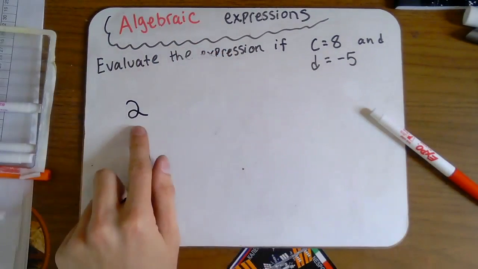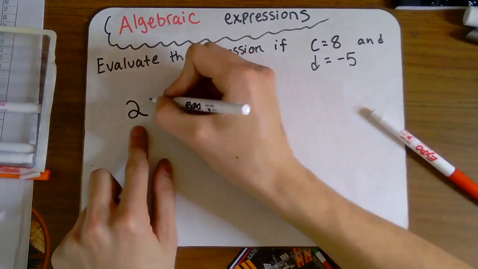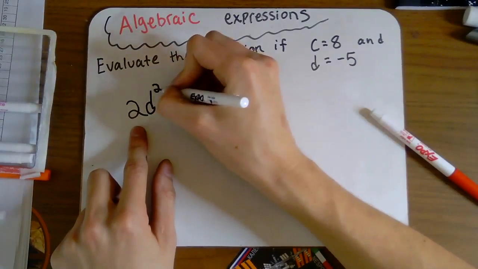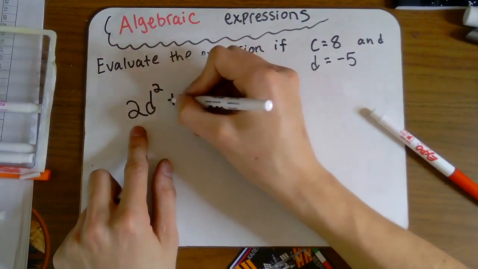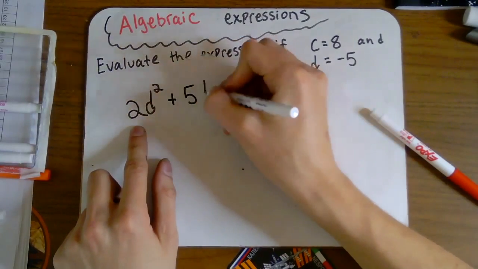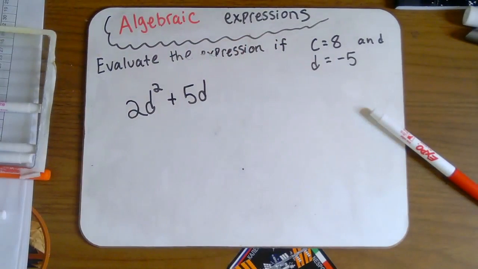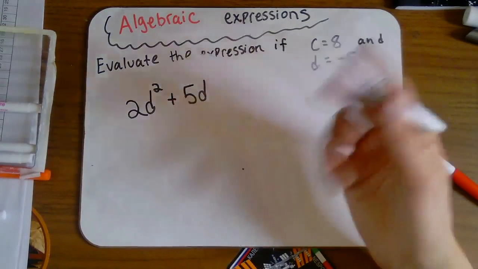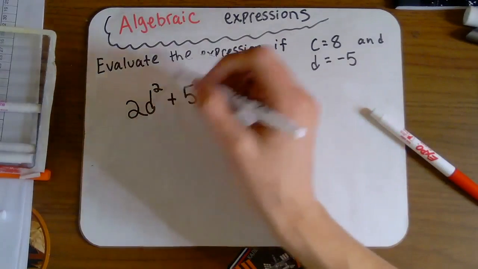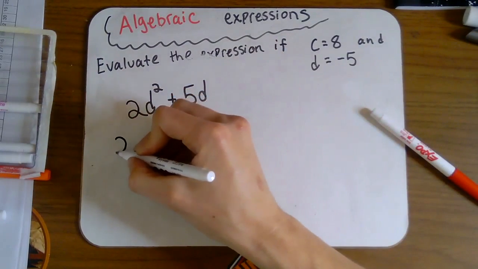So in this example, let's say we have 2 times d squared, and we're going to add 5d. So we have a lot more steps here in our expression, but again, the first thing we want to take care of is just plugging in that amount. So before I start doing too many steps in my head, let's just plug this in and take it step by step. So I'm going to copy down the coefficient.